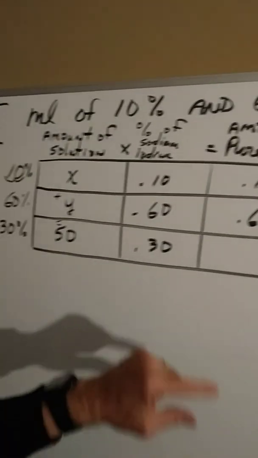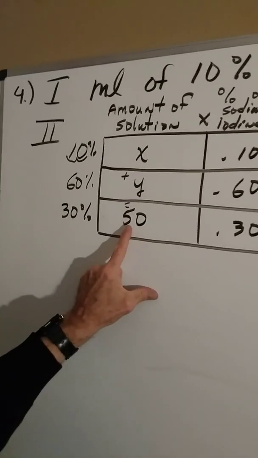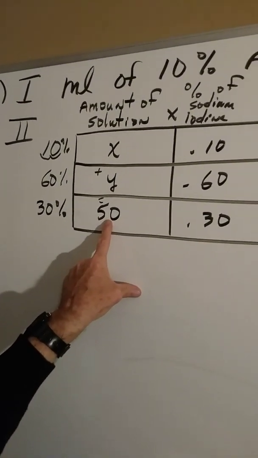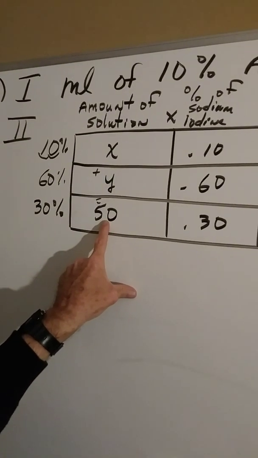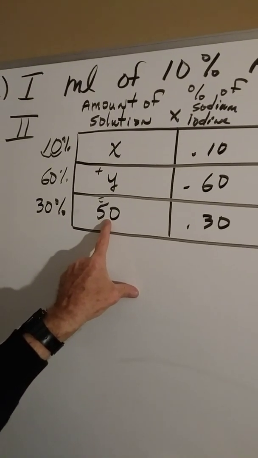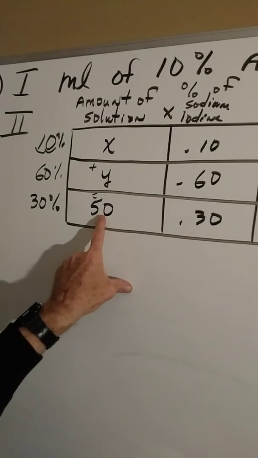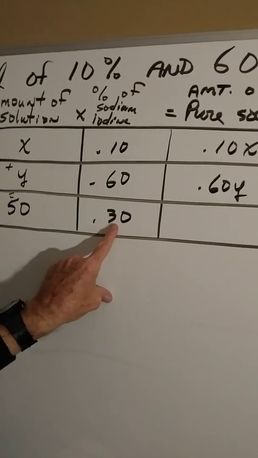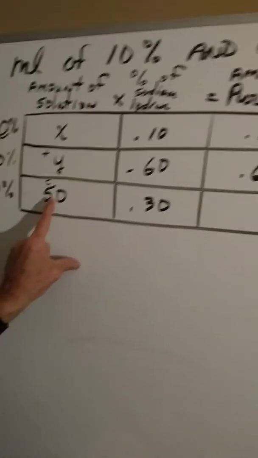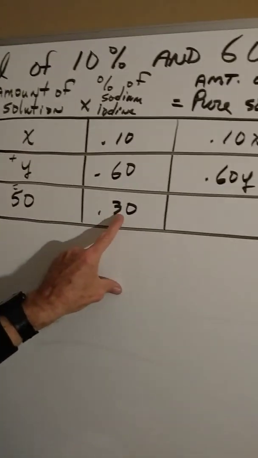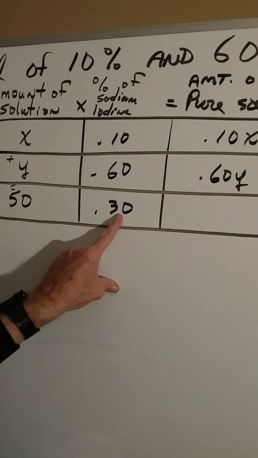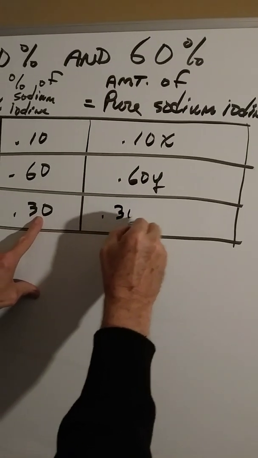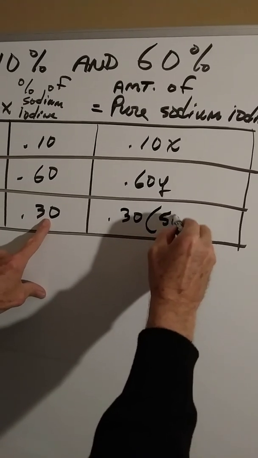And then finally the last row. If we take the total amount of solution, 50 milliliters is what he needs at the end. And he wants that 50 milliliters at the end to be at this strength. If we multiplied the 50 by the strength that he wants that 50 to be, just write it like this first. 0.30 times 50.